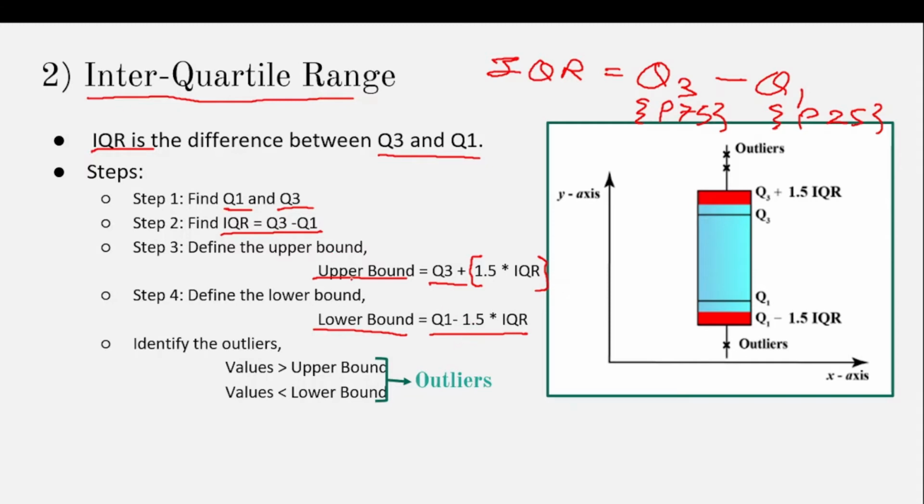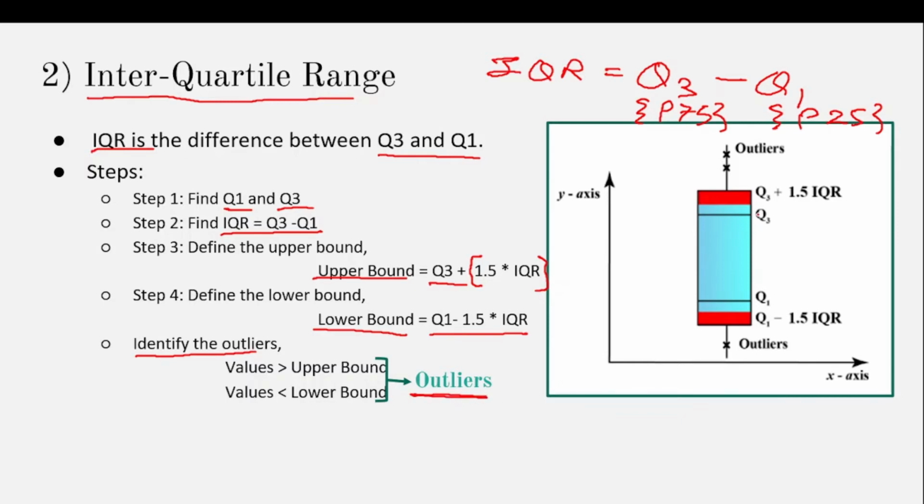After we calculate the upper bound and the lower bound, we identify the outliers. So if my data value is greater than the upper bound, or if my data value is smaller than the lower bound, in both the cases, the data value will be outlier.